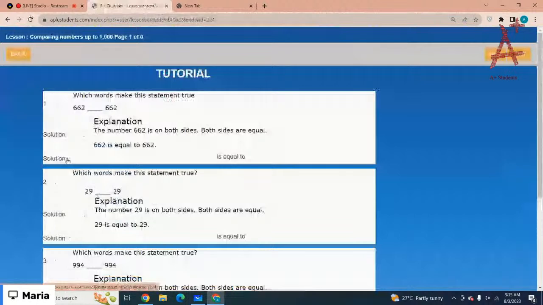Okay, so now we're going to do comparing numbers up to 1000. That means now you are going to compare the larger numbers, right? Let's just start with the first one. Which words make the statement true? 662 and 662. You can see both the numbers are exactly the same, right? That means both numbers are equal.